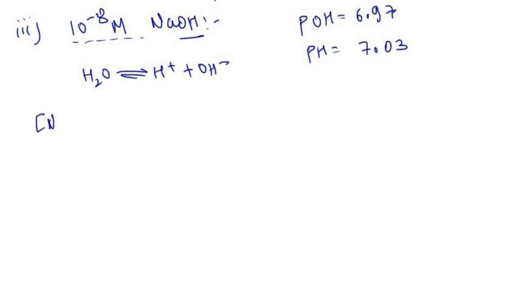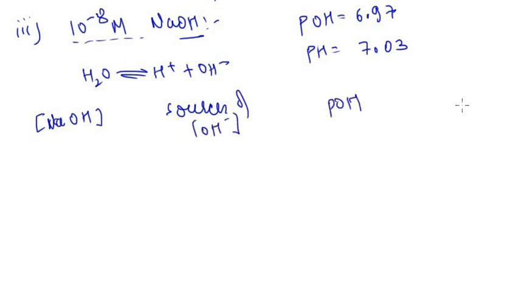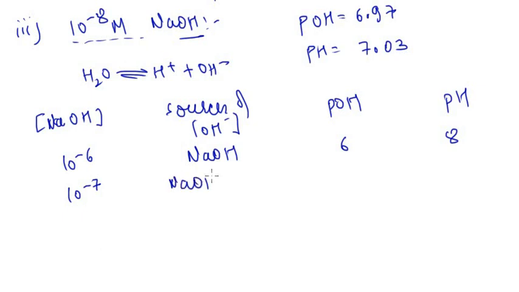Here we have the concentration of NaOH and the sources of OH negative. What are the sources of OH negative? Here we have pOH and here we have pH. When NaOH is 10 raised to the power negative 6, what is the source of OH negative? It is NaOH. And what is the pOH? 6. And what is the pH? 8.